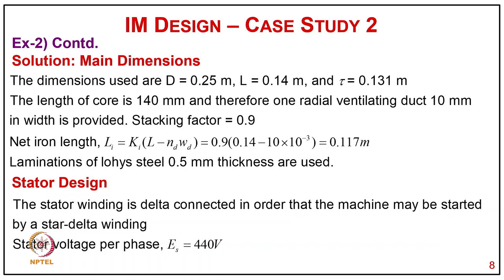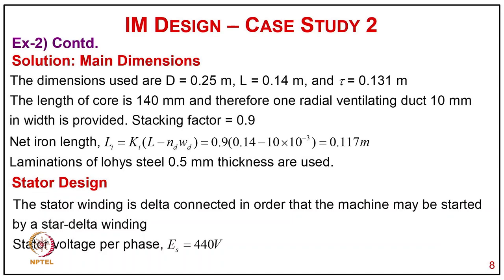Now D equal to 0.25 meter and L equal to 0.14 as we got from the output equation. So tau is 0.131 meter. The length of the core is now 140 millimeter, and therefore one radial vent or duct of 10 millimeter in width is provided, considering a stacking factor of laminations of 0.9.